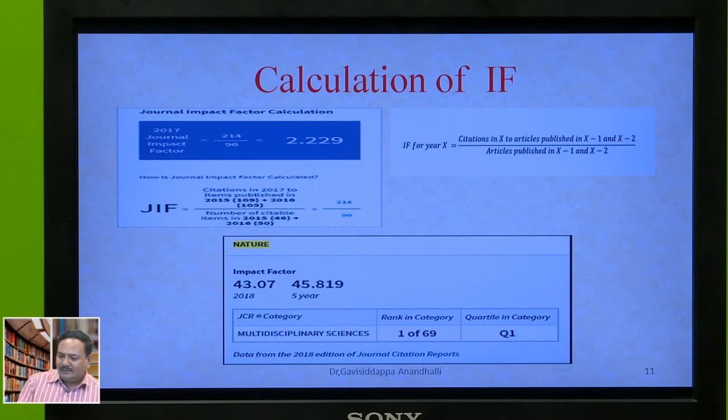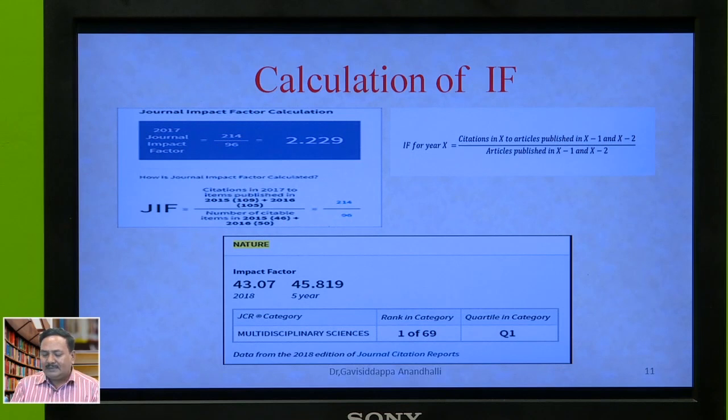So, in the box I have given the impact factor of the journal Nature, which has one of the highest impact factors at the world level. It is almost 43.07. For that I have calculated the impact factor. We have an impact factor for 2 years and also an impact factor for 5 years. For 2 years it is 43.07 and for 5 years it is 45.819.